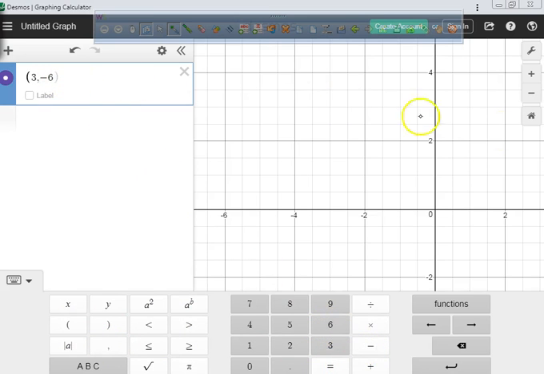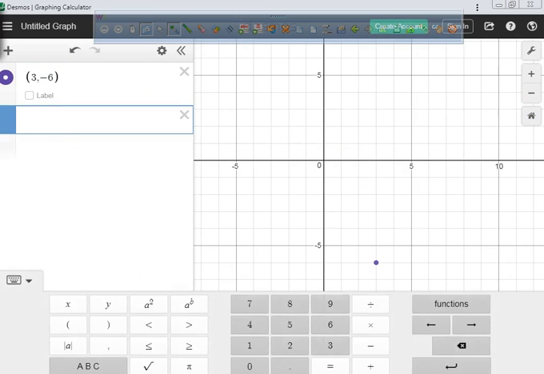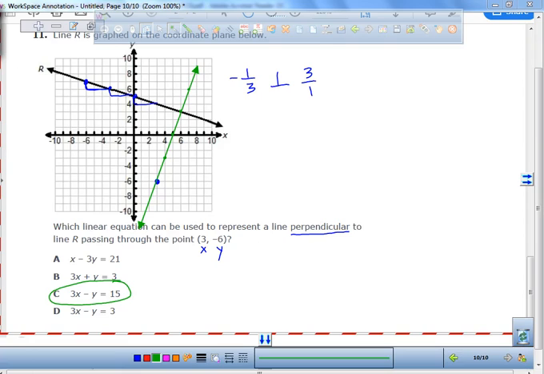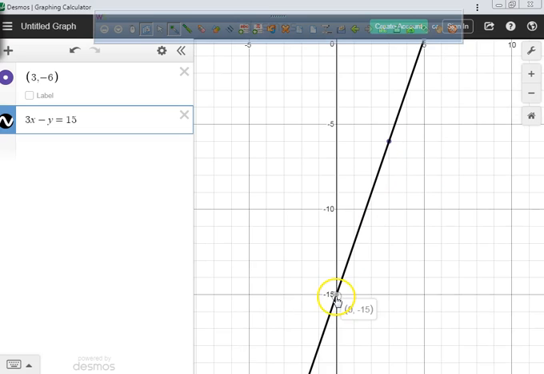I'm going to zoom out so we can see it. There we go, there's our ordered pair. And then we're going to type into Desmos 3x minus y equals 15, because that will be the right answer. 3x minus y equals 15. Boom. Look where my y-intercept is at. It's at 0, negative 15.